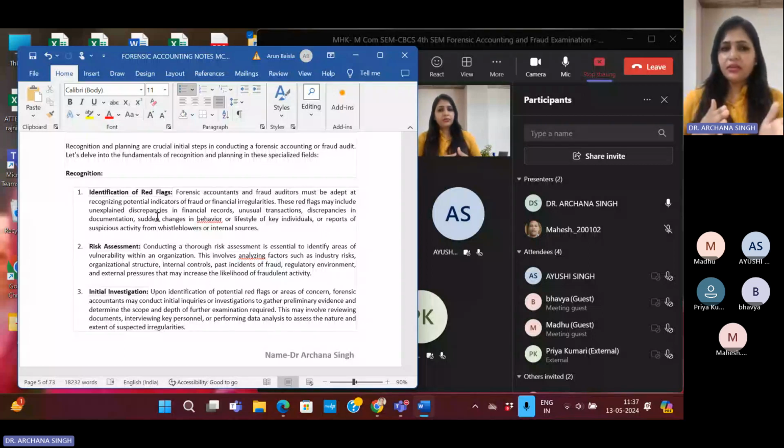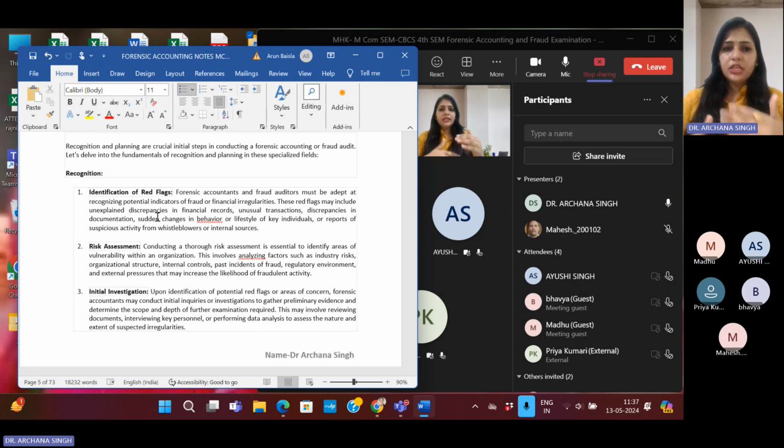So while conducting a thorough risk assessment, it is essential for an auditor to identify areas of vulnerability within an organization. Then initial investigation. Upon identifying the potential red flags or the areas of concern, forensic accountants must conduct initial inquiries or investigations so that they can gather the preliminary evidence and determine the scope and depth of further examination.